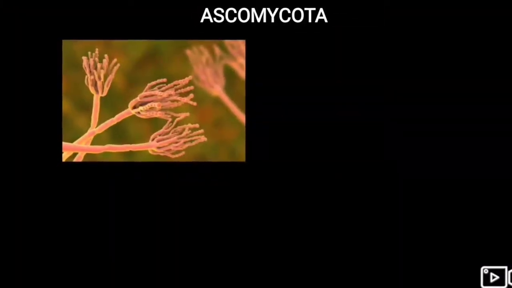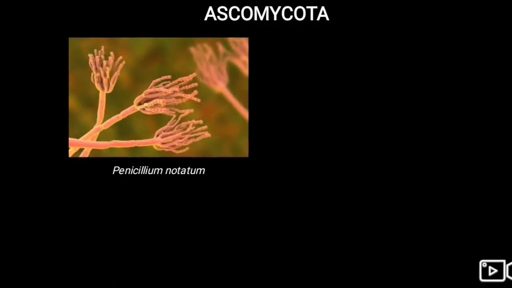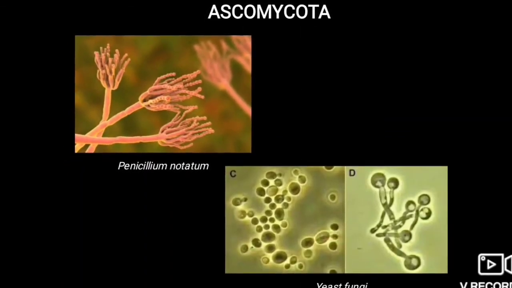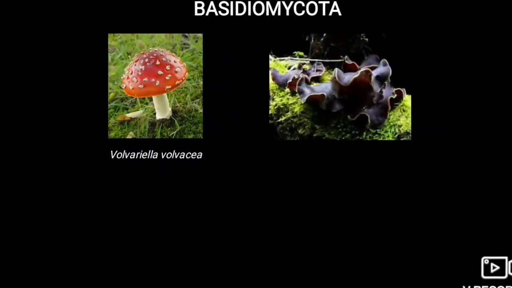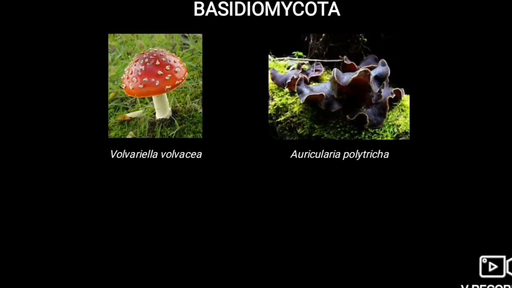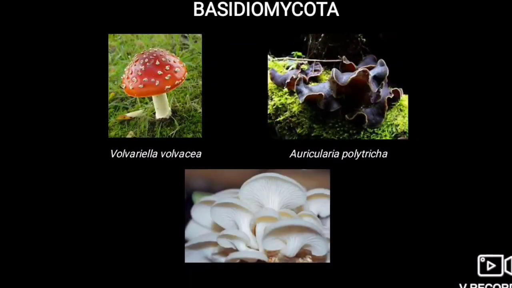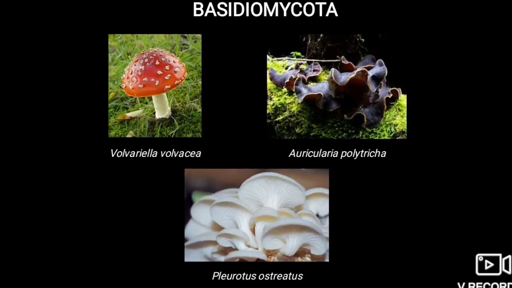The next is Ascomycota. The examples of Ascomycota are Penicillium notatum and yeast fungi. Deuteromycota. The members of Deuteromycota are Fusarium and Trichophyton. The last type of fungi is Basidiomycota. The examples are Volvariella volvacea, Auricularia polytricha or ear mushroom, and Pleurotus ostreatus.